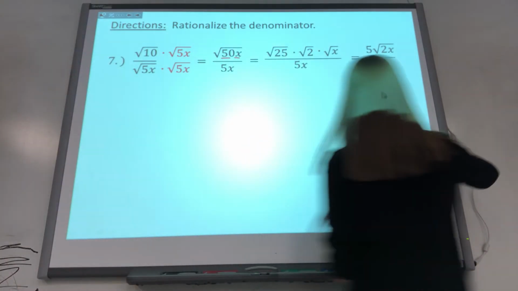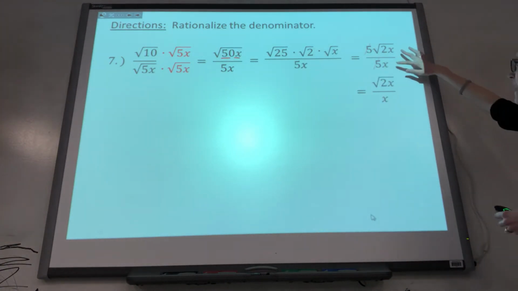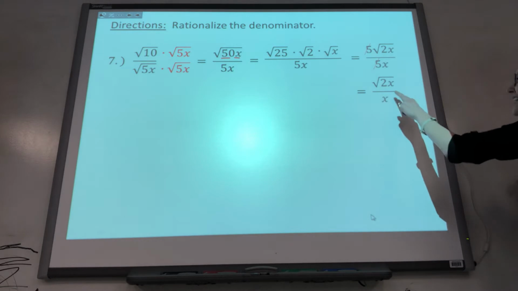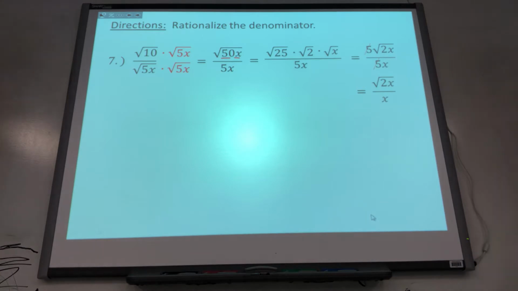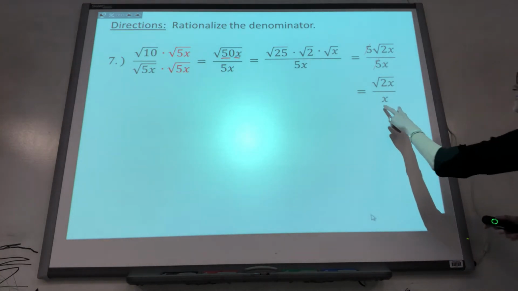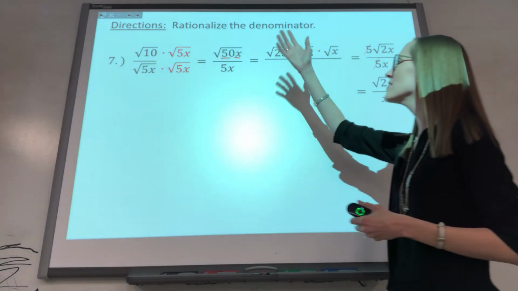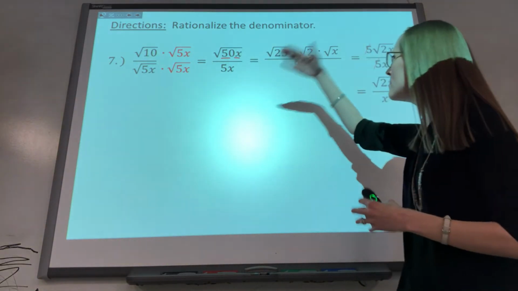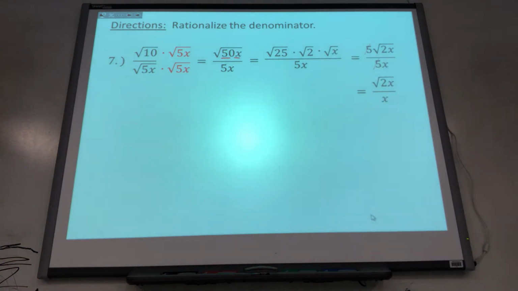And I know it's tempting. We could actually cross out the 5s here, so that works. But it's tempting to also cross out the x's. You can't do that because that x is under a square root and that one is not. So 5s can go, but x's have to stay. We'll have to leave it as square root of 2x all over x. It's basically like simplifying, but in the midst of simplifying, we also had to rationalize our denominator. Any questions on number 7?